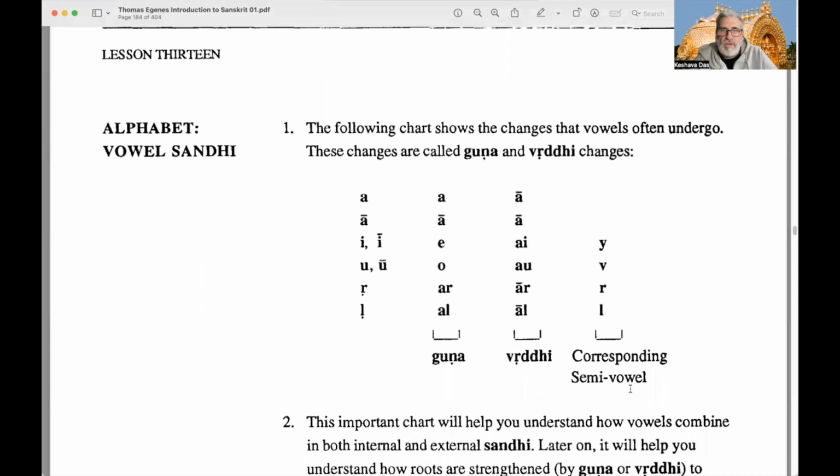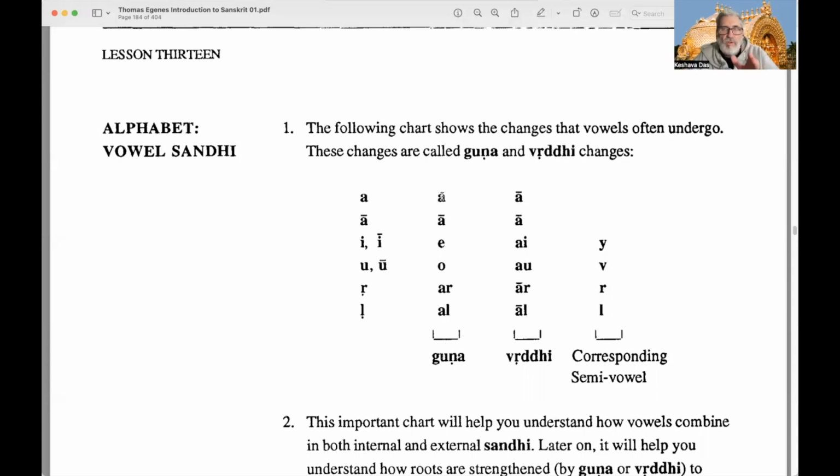So the following chart shows the changes that vowels often undergo. These changes are called guna and vriddhi. If we look over in the left-hand column here, we have these vowels: a, i, u, ri, and li. The next column, we can see written down the bottom here. It could be written on the top even. Then from a short a, the guna of a short a becomes a.